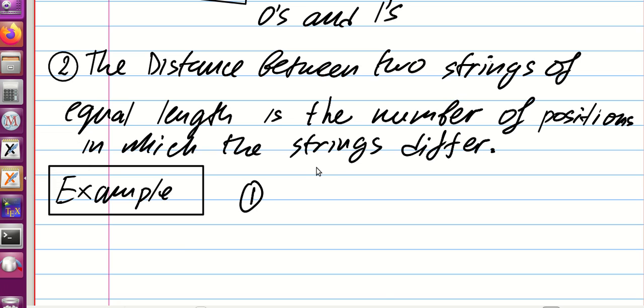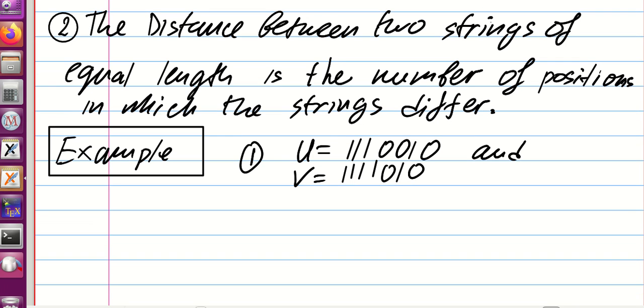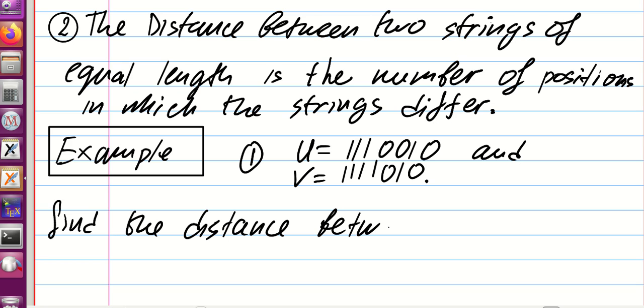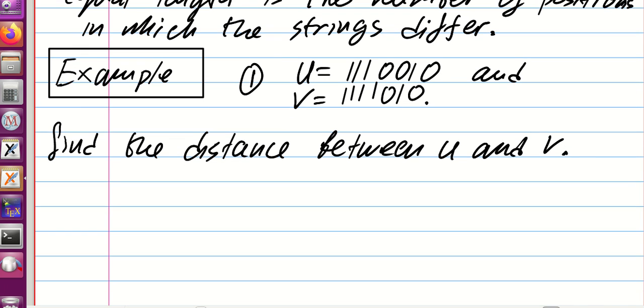In the first example, we have two strings. String U is 1110010, and string V is 1111010. The assignment wants us to find the distance between U and V. So how do you do that? You need to find the number of places in which these two strings are different.